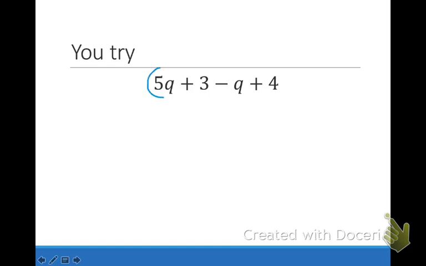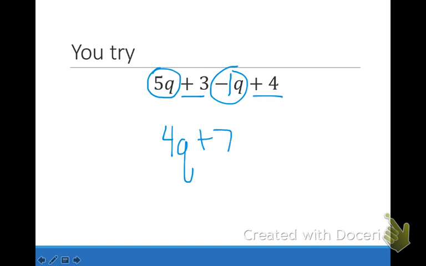Alright, welcome back. Q and Q go together, 3 and 4 go together, so I have 5Q minus, that invisible 1 is there, 5Q minus 1Q is 4Q, and 3 plus 4 is 7.